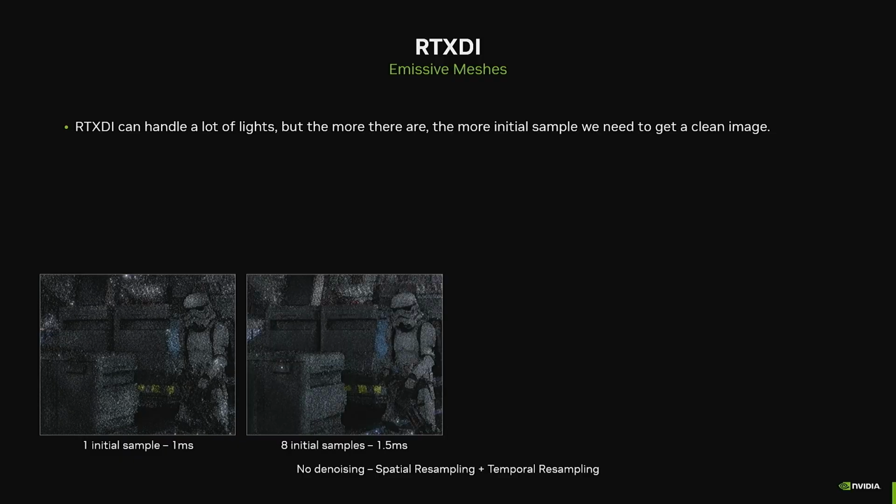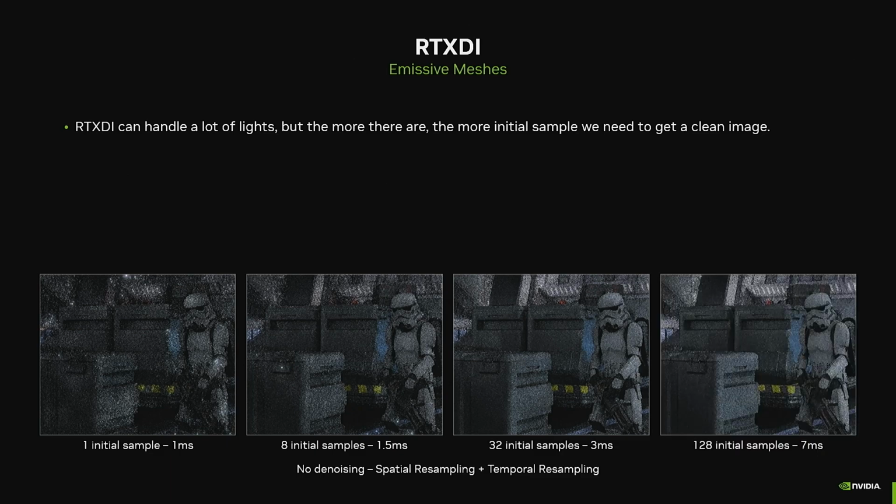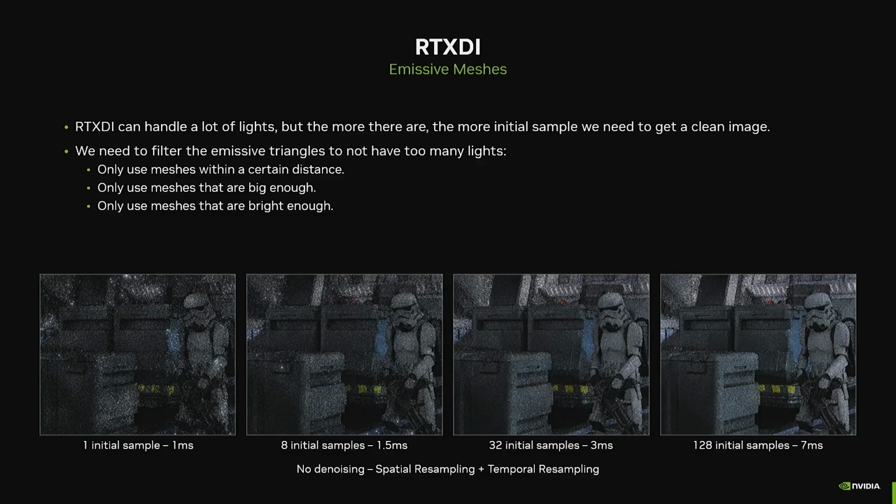If we do 8 initial samples, it gets better, but still quite noisy and not really usable. With 32, quite good already, but still could be noisy. And with 128 initial samples, much better. But you may have seen that it also now takes 7 milliseconds to run the initial sampling, which is not good. So we could help RTXDI by doing some pre-filtering on the triangle lights that we have.